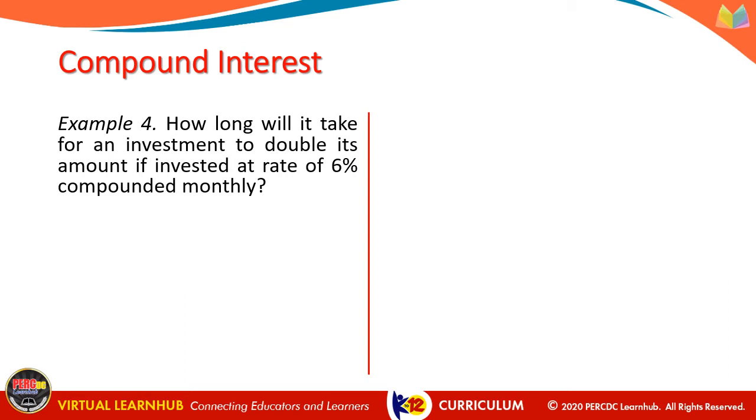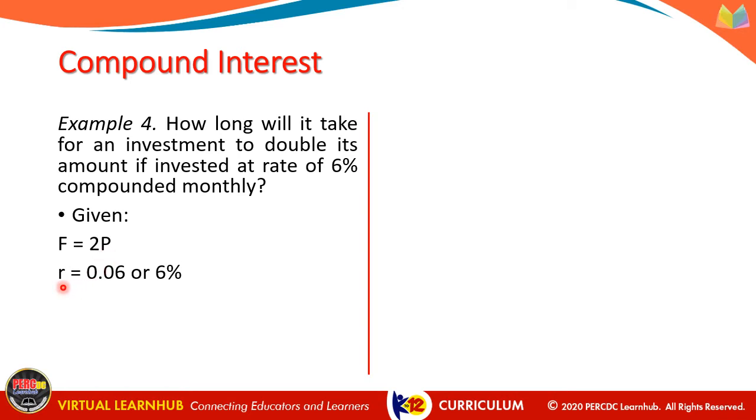How long will it take for an investment to double its amount if invested at a rate of 6% compounded quarterly? We have the following given. Future value F is equal to 2 times the present value P. How long will it take for an investment to double its amount? There is no actual value given for F, and there is also no actual amount given for the principal P. We just have the relation F is equal to 2 times P. Okay?